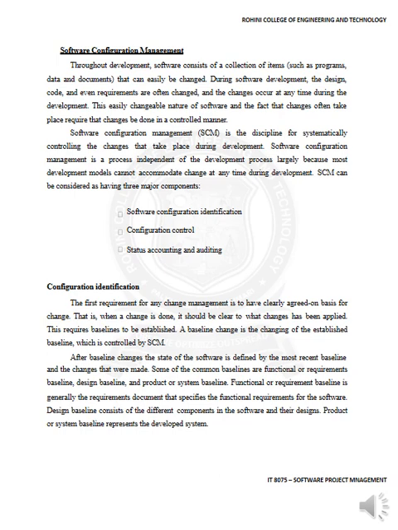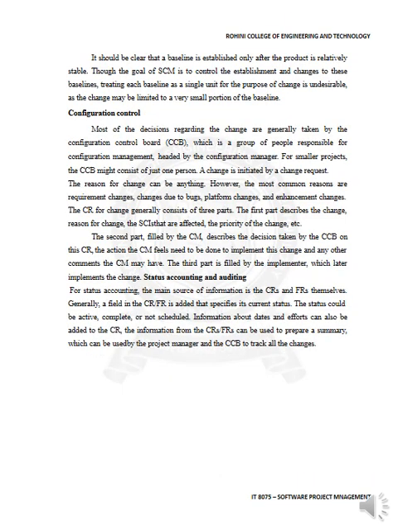Some of the common baselines are the functional or requirement baseline, design baseline, and product or system baseline. The functional or requirement baseline is generally the requirements document that specifies the functional requirements for the software. It should be clear that a baseline is established only after the product is relatively stable. So the goal of SCM is to control the establishment of and change to these baselines. Treating each baseline as a single unit for the purpose of change is undesirable.